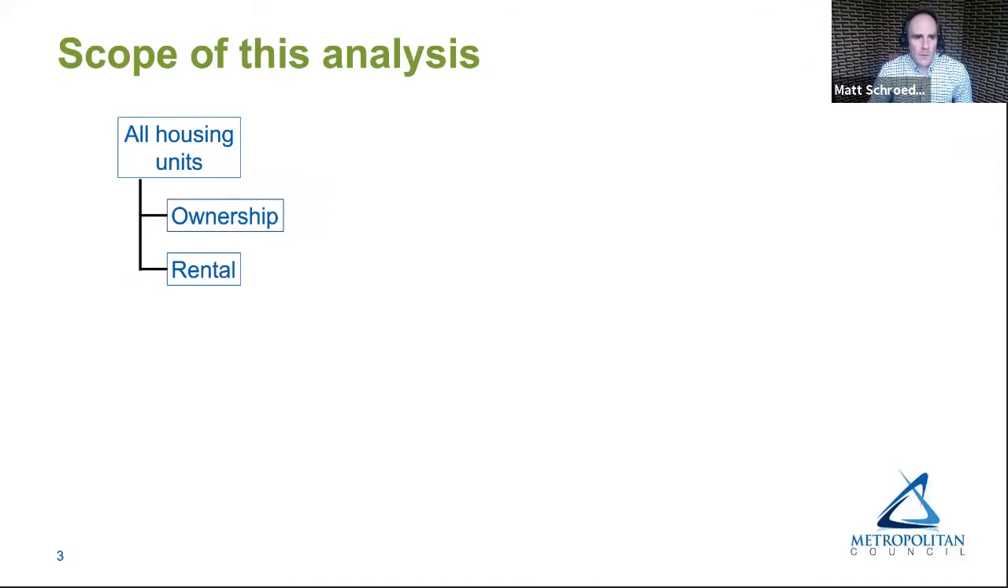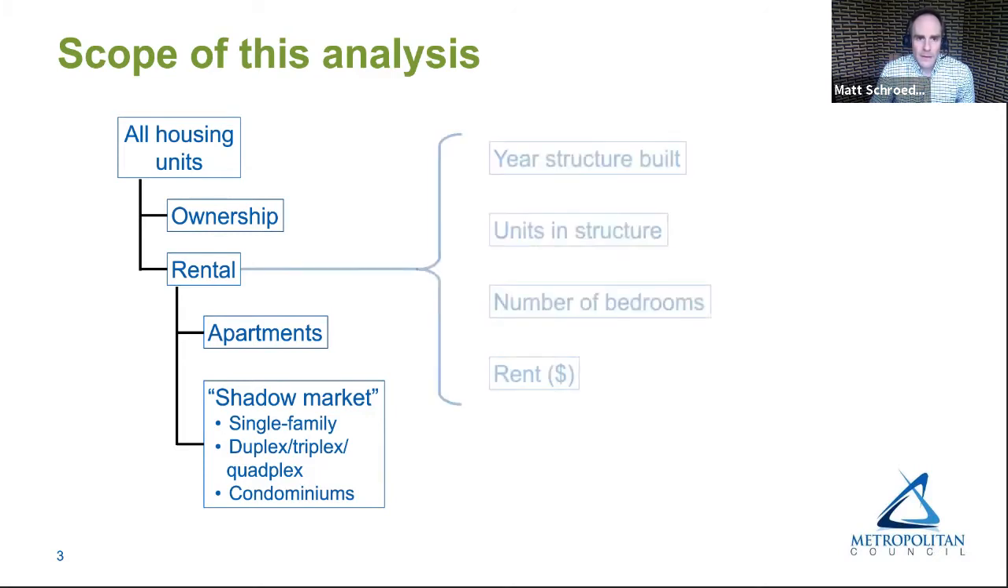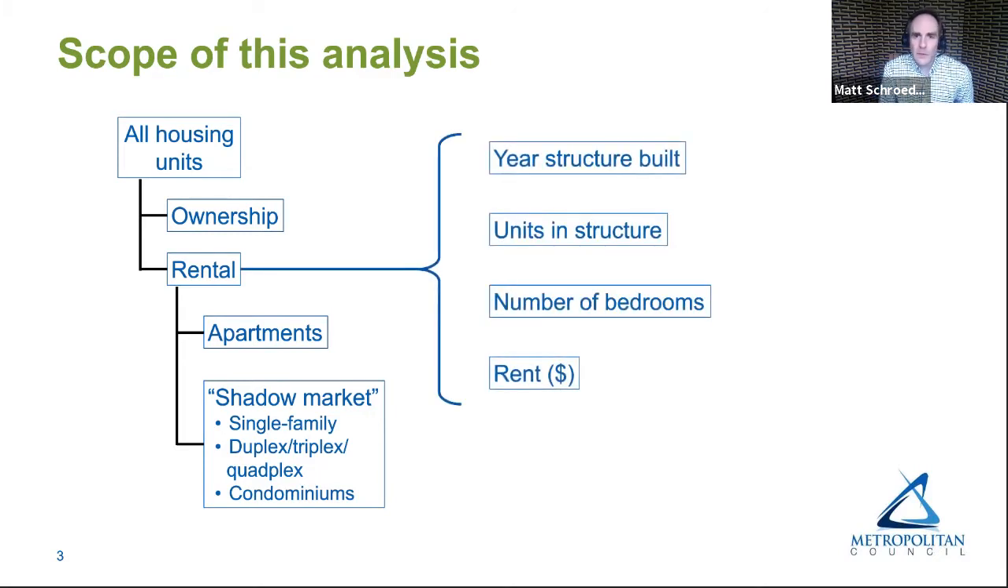So I want to do a few things today. One is to look at just the tenure breakdown of all housing units into ownership units versus rental units. Then to break the rental units into two components, one being the apartment market, the other being what some people call the shadow market. So these are single family homes, duplex, triplex, quadplex units, and condominiums that are rented instead of owned. And then finally, to break all those rental units apart with respect to a few different characteristics that, again, I think have interest to people in many ways.